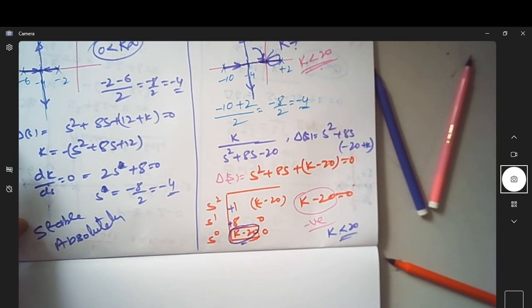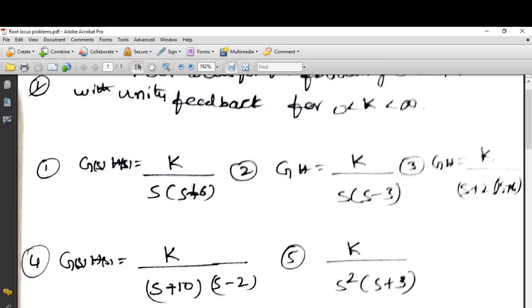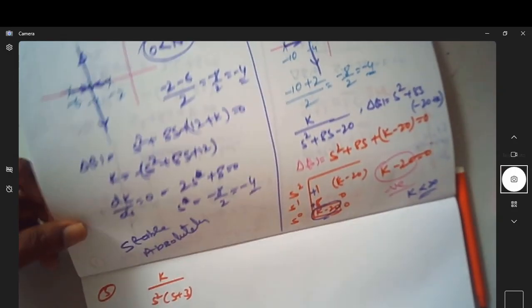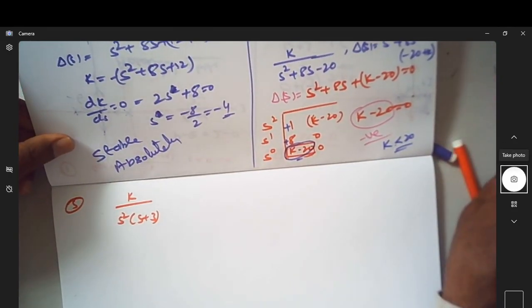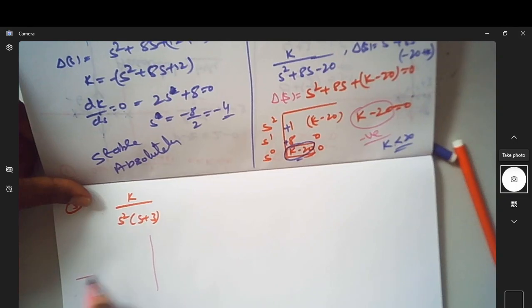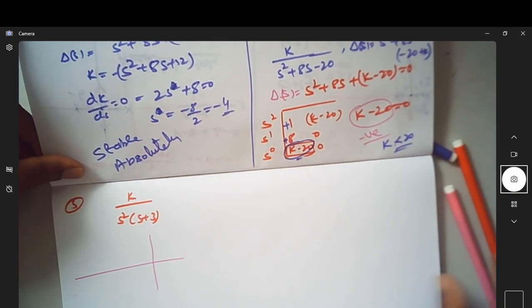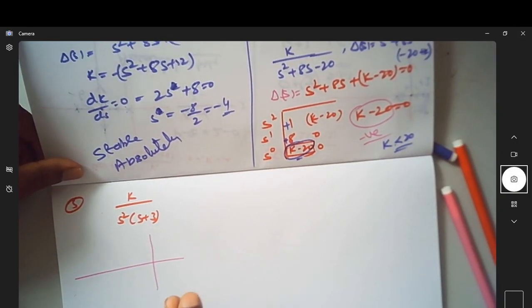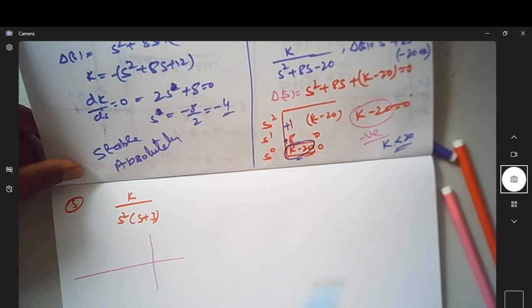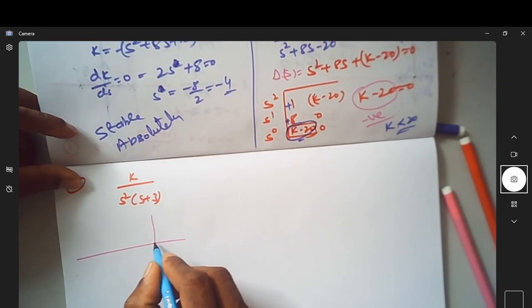Okay, let us see the next one. So what is next? Next I have, okay, this is interesting. So the fifth one is k by s square into s plus 3. Let me just go there. Okay, so this is my transformation. Again, let us predict the shape of the locus. Of course, when you are predicting the things, you should have some minimum knowledge of how the root locus comes and all those things.